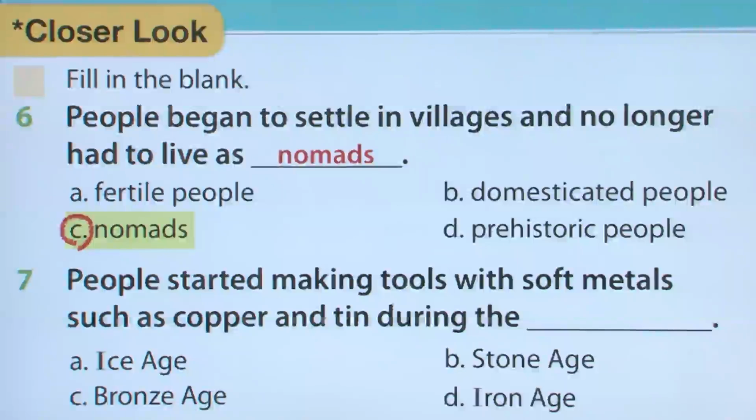Question 7. People started making tools with soft metals such as copper and tin during the blank. Which answer best fits in the blank here? Is it A, Ice Age, B, Stone Age, C, Bronze Age, or D, Iron Age? The answer is C, Bronze Age. It was during the Bronze Age that people started to work with copper and tin and to make bronze tools and weapons.